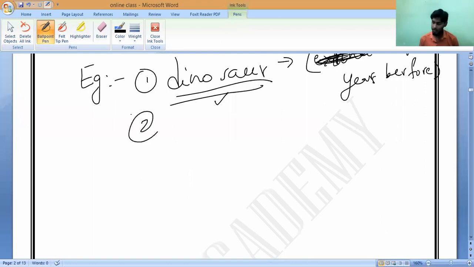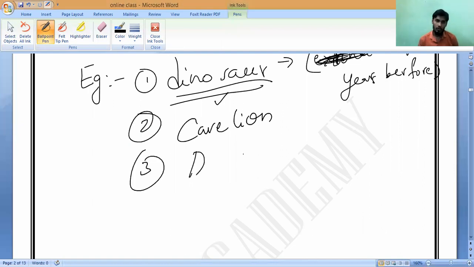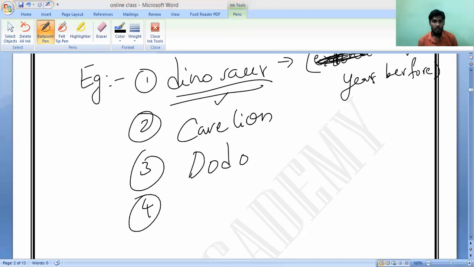Like that, you can take some of the other animals which are already extinct. Cave lion. Do you know cave lion? No, sir. Don't know? Okay. Lion you know, cave lion you don't know. Correct? I will show you. So write it. Extinct animals: Dinosaur. Dodo. D-O-D-O. Dodo. Cave lion. Next, Caspian tiger.